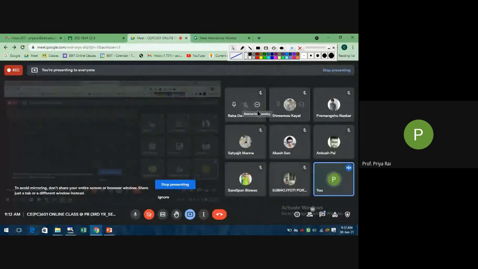Tell me who are present here. Raka, Srimoy, Premangshu, Satyajit.